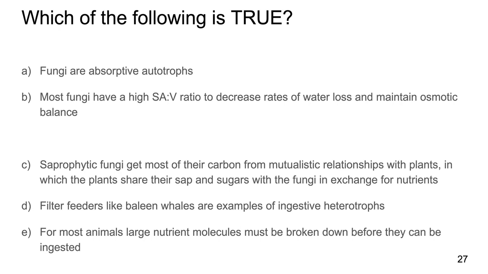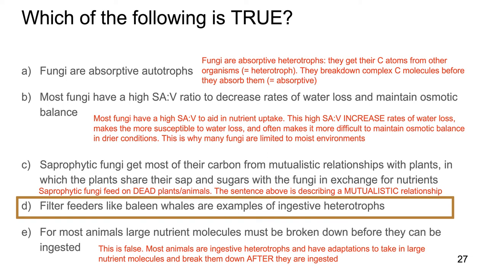All right, which of the following is true? If you said D, filter feeders like baleen whales are examples of ingestive heterotrophs, that is a correct response. Fungi are absorptive, that's true, but they are not autotrophs, they are heterotrophs. Most fungi have a high surface area to volume ratio to decrease rates of water loss. Having a high surface area to volume ratio is true. Fungi do have that, but that's not going to decrease rates of water loss. That's going to increase rates of water loss, okay?